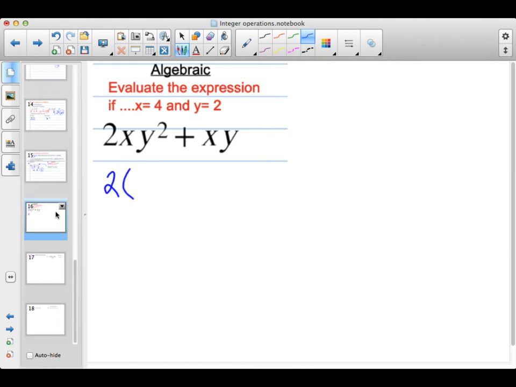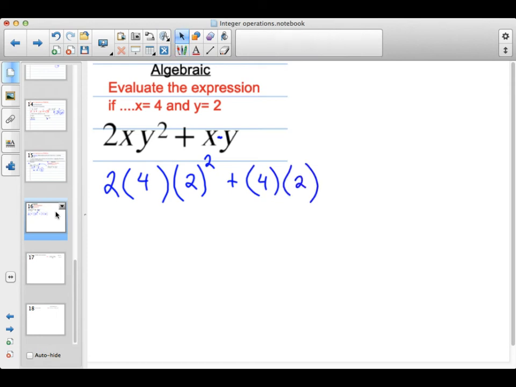So 2, I always like to use parentheses here, times x. X is 4. Times y to the second power. Remember, y is 2, to the second power, plus xy. If you see variables next to each other, we imply that it's multiplication. This is x times y. It's not 42. It would be 4 times 2. We've got the number 4, we've got the number 2. Now we've got the problem in a setting where we can just do the math. We can just do our order of operations.